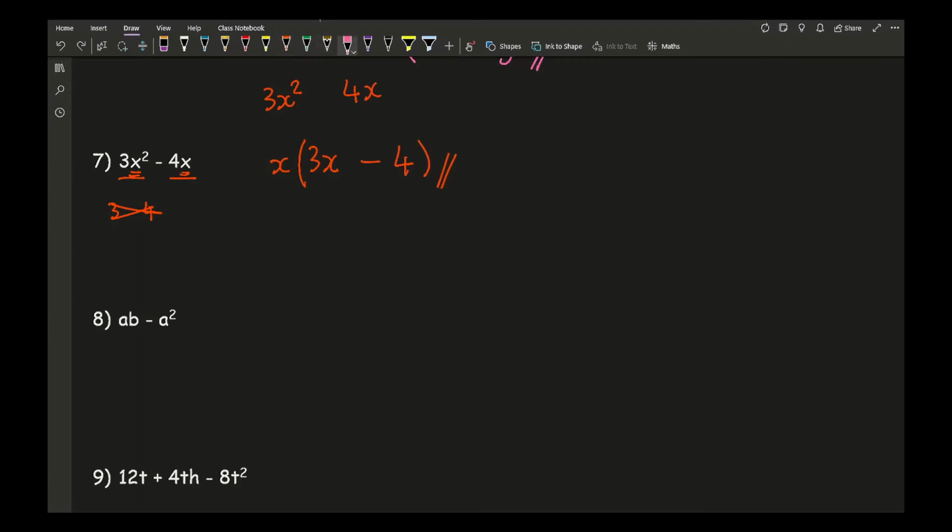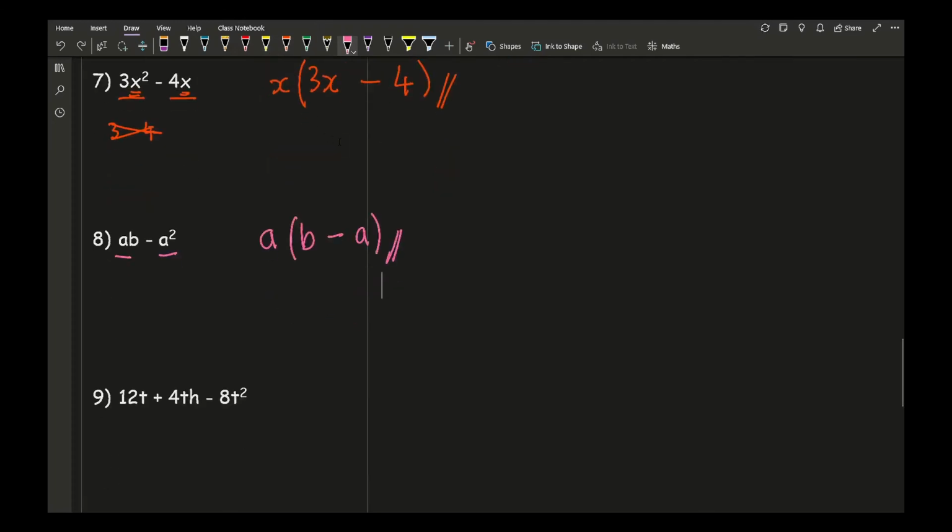With question 8, again, I've got AB and A squared, so no numbers, but I have got letters. What letter appears in both? It's going to be A. So what do I need to multiply A by to get AB? Well, that's going to be a B. And what do I need to multiply A by to get A squared? Well, I need another A, and so there is my final answer.